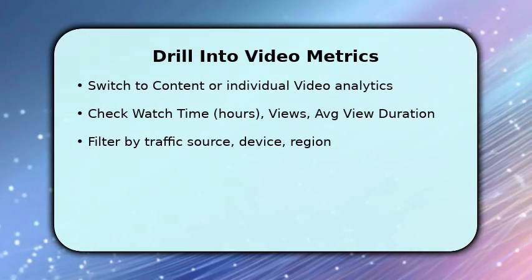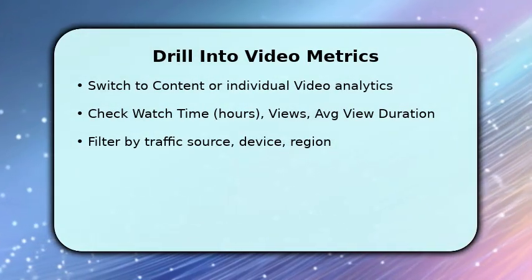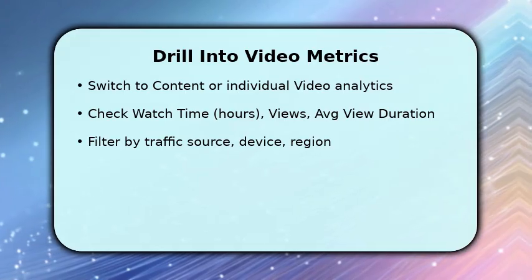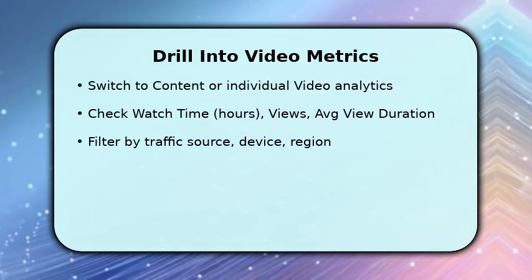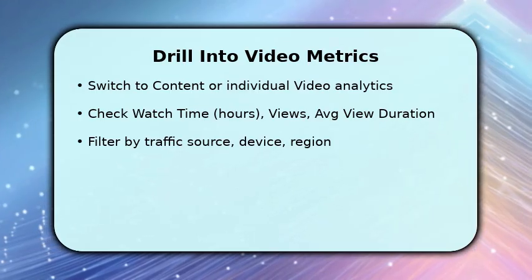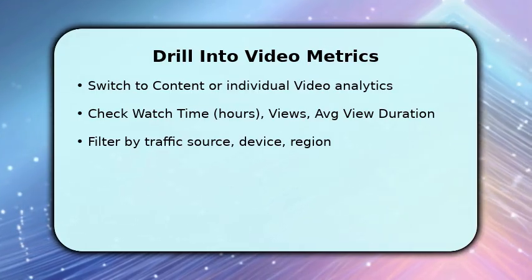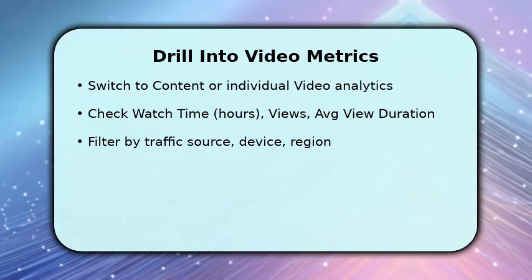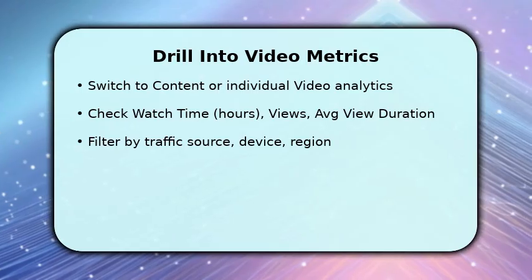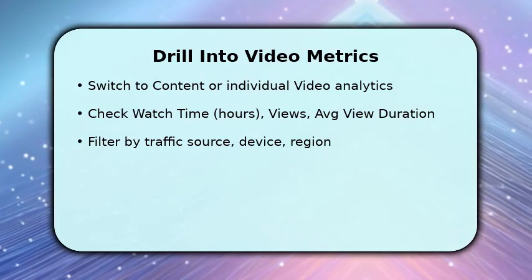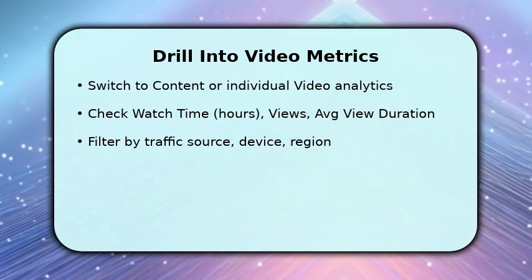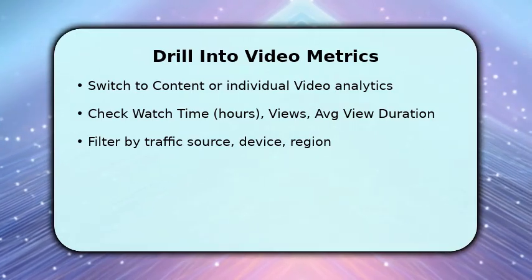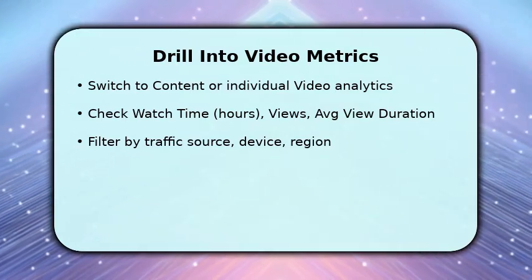Once done with the overview, click Content and pick a video to open its analytics. This is where detailed watch time lives. In the Reach and Engagement tabs, focus on watch time hours and average view duration to understand performance. Compare videos using the Compare control. Then apply filters, traffic source, device, and geography to see where watch time is coming from. Make sure to use the date range comparison to spot trends over time, because watch time shifts often explain dips or growth in channel momentum.